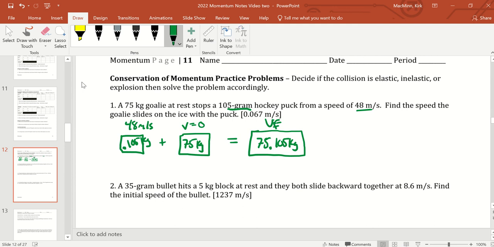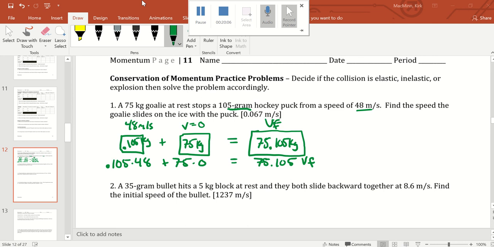So let's go ahead and set this up. We're going to have to multiply the mass times the velocity, just like we did in the practice problems. So we have 0.105 times 48 plus 75 times 0, which is just going to be 0, equals 75.105, because now they're together, times the unknown final velocity. So when I multiply 0.105 times 48, I get 5.04 kilogram meters per second plus 0 equals 75.105 VF.